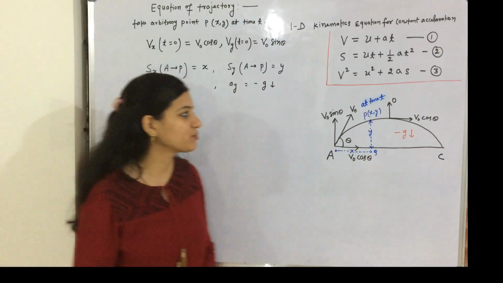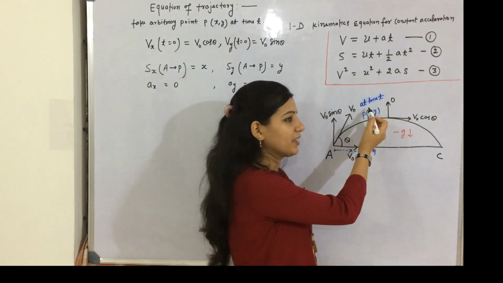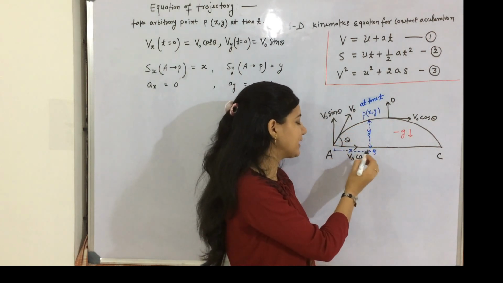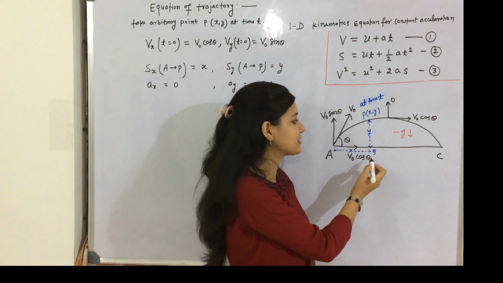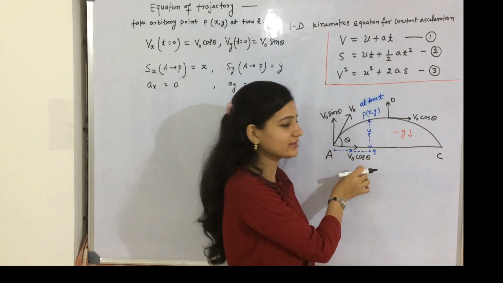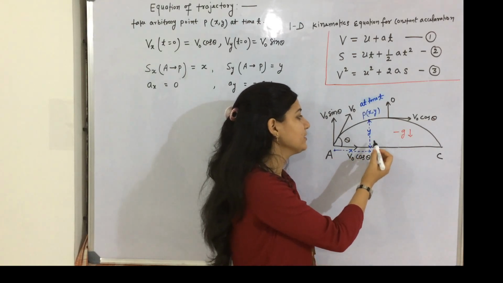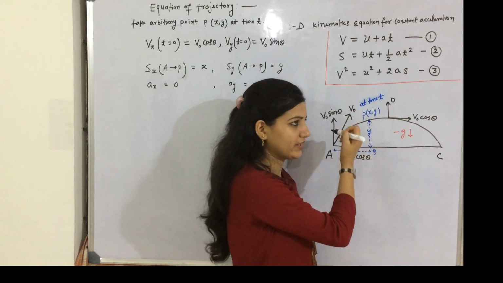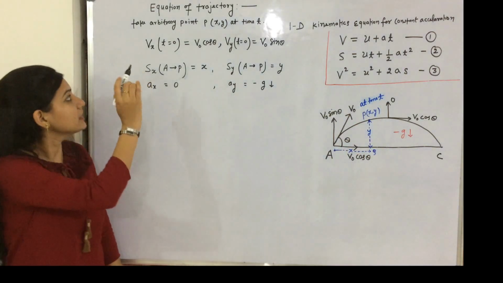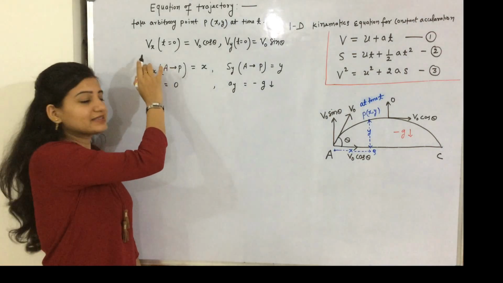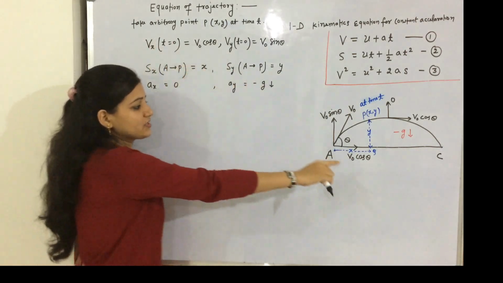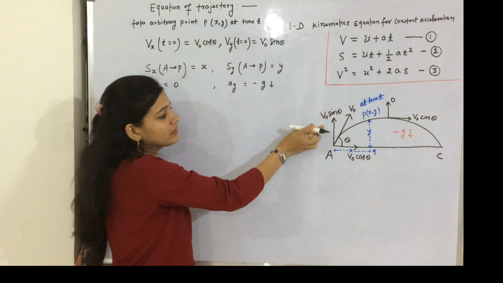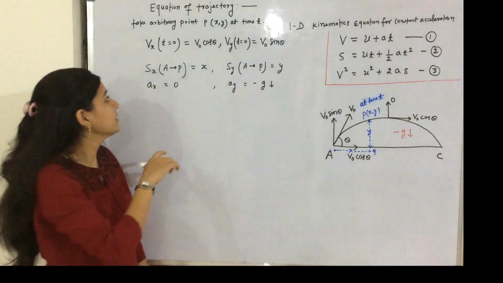Let's take an arbitrary point P (x, y) at time t. The distance covered in the x direction, the horizontal direction, in time t is x, while the distance covered in the y direction, the vertical direction, in time t is y. Now, the initial velocity in the x direction is v naught cos theta, while the initial velocity in the y direction is v naught sin theta.